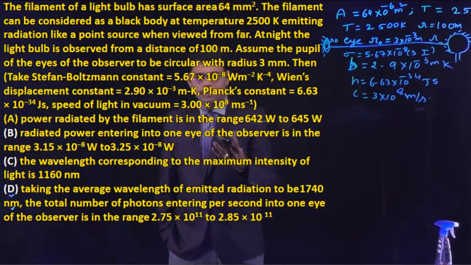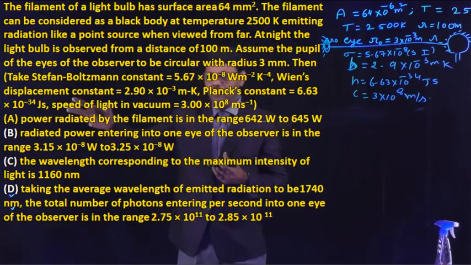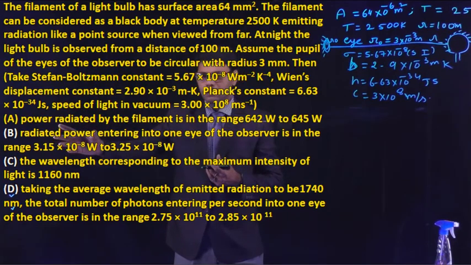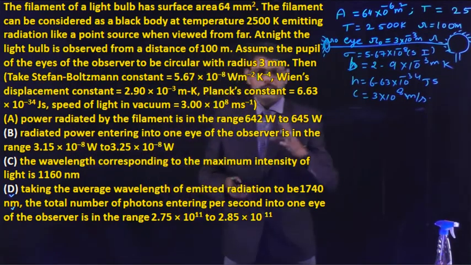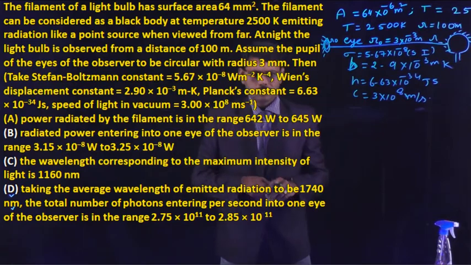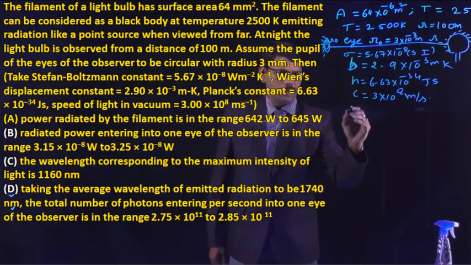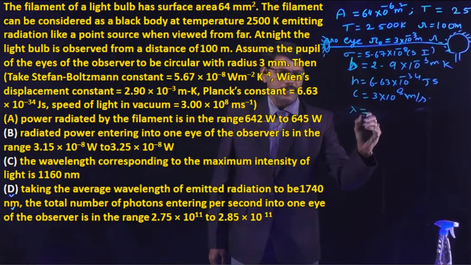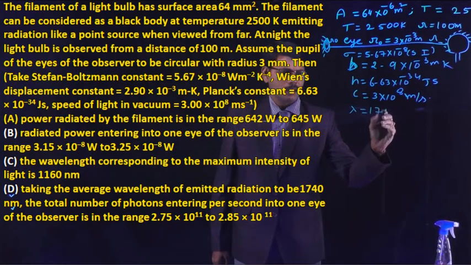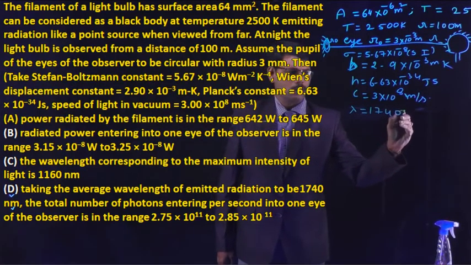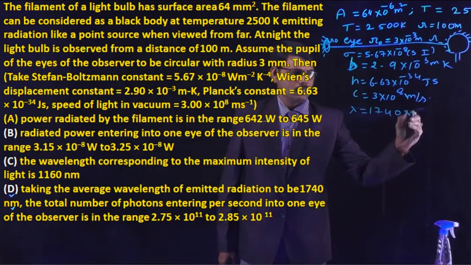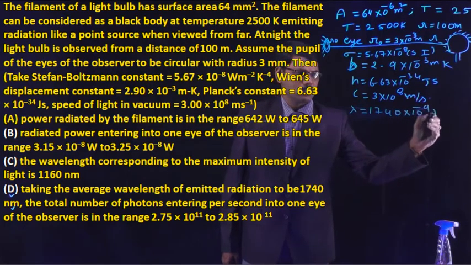Okay students, we are verifying all the options one by one. A is wrong and we get B and C are correct. Comes to D. Taking the average wavelength of emitted radiation to be considered as 1740 nanometers, that is 10 power minus 9 meters.